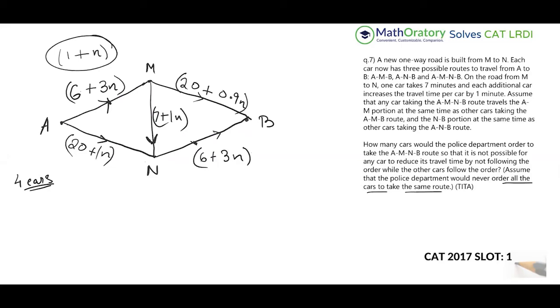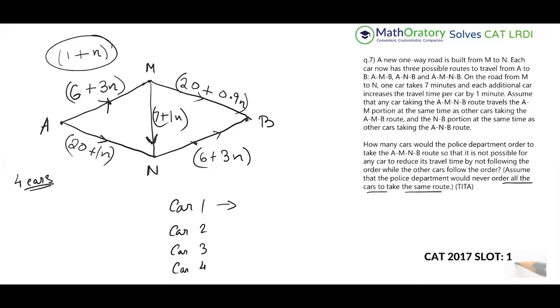So first of all, let me write down the routes in this case. I can go car wise. Okay, let me go car wise only. So let's say car 1, car 2, car 3, and car 4. So the first car that I would check, I would simply ignore the n's because for the first car this is 1, so n is 0. So that doesn't matter. So the first car, which one is effective? So I knew earlier that AMB or ANB doesn't matter.